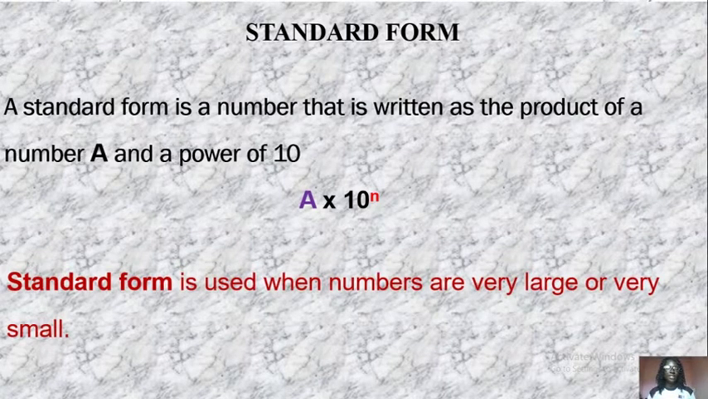And standard form is used when a number is very large or when a number is very small. In the case when a number is very large, we have to deal with whole numbers, and for a smaller number we have to deal with decimal numbers. So in this class we're going to be considering whole numbers, and on Thursday we're going to be looking at decimal numbers.